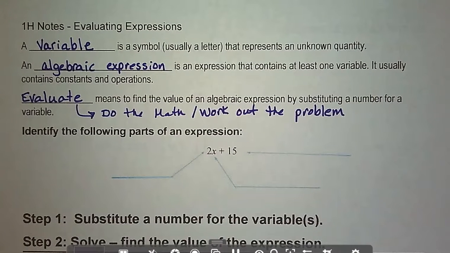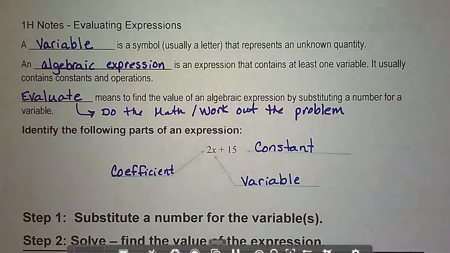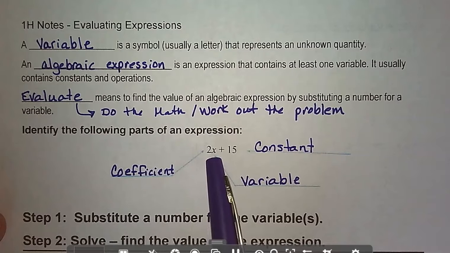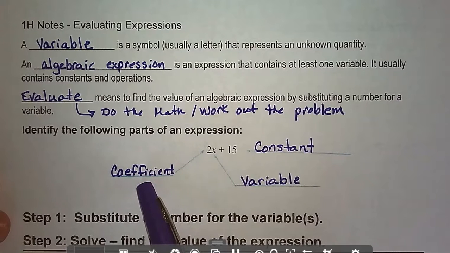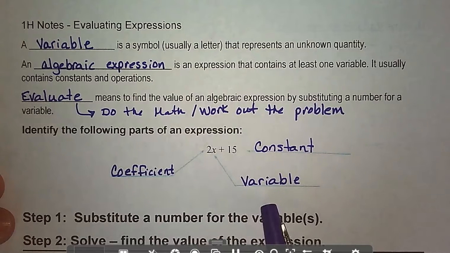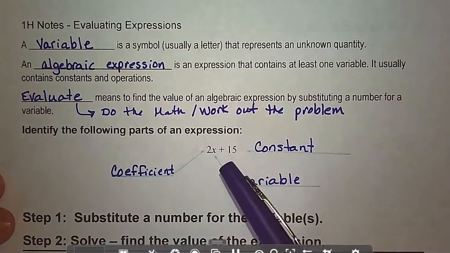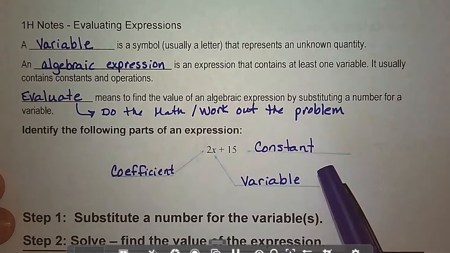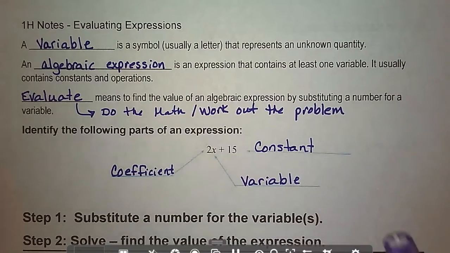So again, kids often forget what this word evaluate means. So it just means do the math, just work out the problem. Okay, let's look at the parts of this algebraic expression, just so we have some terms down. When you have a number that is being multiplied to the variable, we call that a coefficient. We call the letter that's standing in for a value the variable. And then we call a number that's being added or subtracted from the variable a constant. It doesn't change, so its constant stays the same.